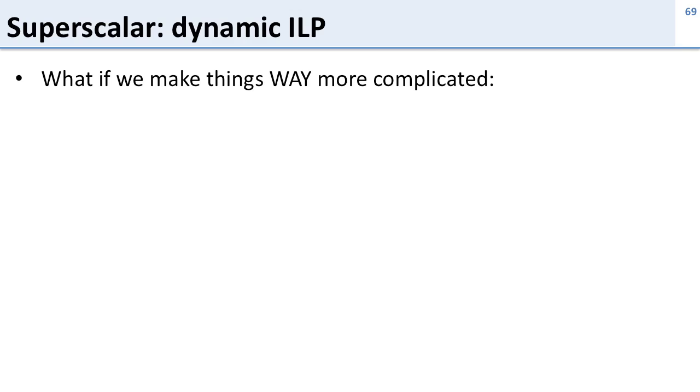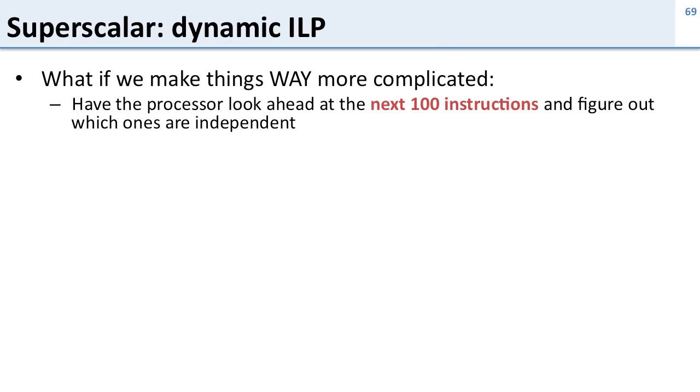So let's talk about superscalar. In superscalar, we have dynamic instruction level parallelism. That is, we're going to have the processor find the independent instructions. And what we do here is we make things way more complicated. We're going to have the processor look ahead at the next 100 instructions it's going to execute and figure out which ones are independent. And it's going to do this while it's running. So the compiler isn't going to tell it, the processor is going to figure out which ones are independent.